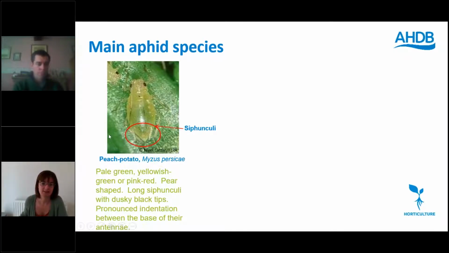Now I've circled here the siphunculi. These are quite helpful distinguishing features when you're trying to identify what aphid species you have. These are basically backward pointing tubes on the back of the aphid. Hopefully you can see these two little tubes here that are sticking out. They secrete a waxy fluid when the aphid is under attack, and they are quite distinguishable for the different types of aphid species that we get on ornamentals. On a peach potato aphid, they are reasonably long, and you can see here that they've got little black tips to them.